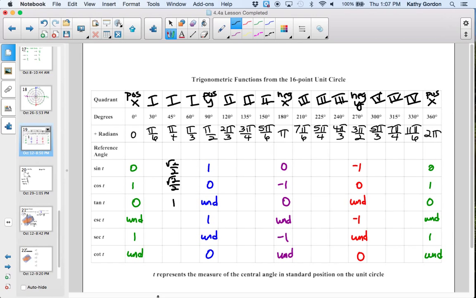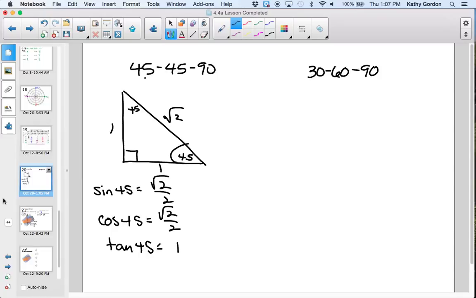Okay, we got 45? All right, let's go back to our other one, 30, 60, 90. The 30, 60, 90 triangle actually comes from an equilateral triangle. So what do we know about equilateral triangles? All sides are equal, and all angles are equal. And what do all of the angles have to be? 60.